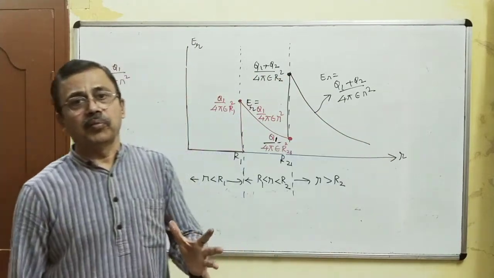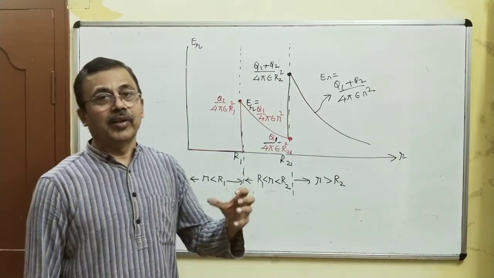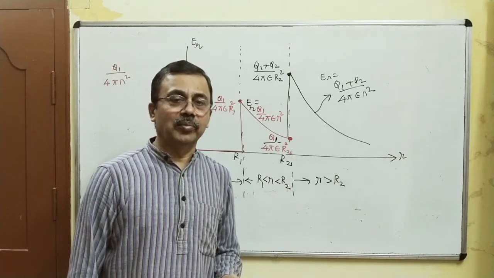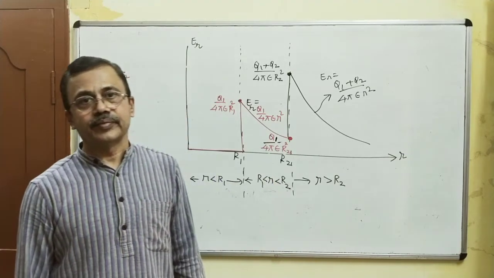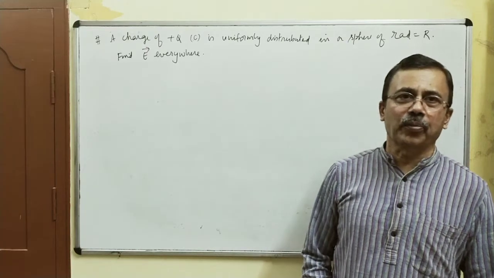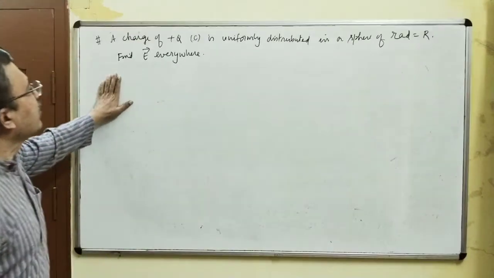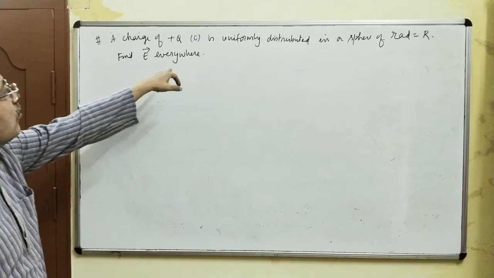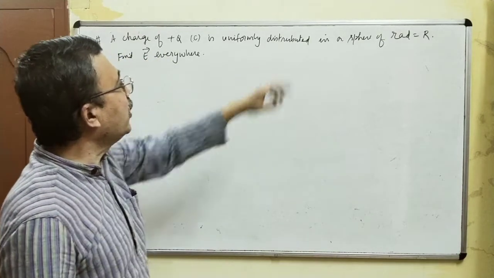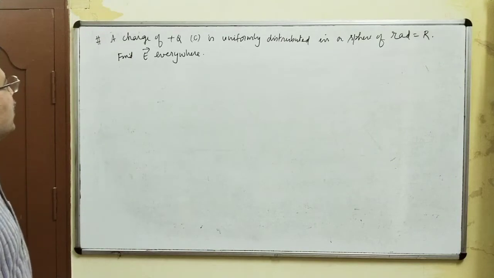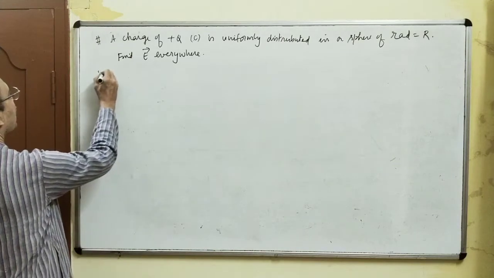Very important problem, please go through it. It is not easy if you encounter it for the first time in the examination. We shall go to the next problem. This is also on the Gaussian integral form. A charge of plus q coulombs is uniformly distributed in a sphere of radius equal to R. Find vector E everywhere.